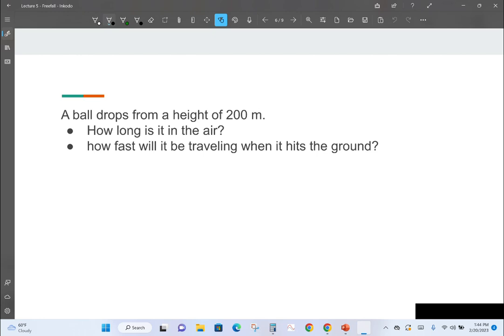So let's say that we have a ball that's going to drop from a height of 200 meters. So it's going to drop negative 200 meters, negative because it's falling. And actually, I'll make this a little prettier. So it's going to fall 200 meters, and it's dropping, so VI is going to be 0. Delta Y is going to be negative 200 because it's falling.